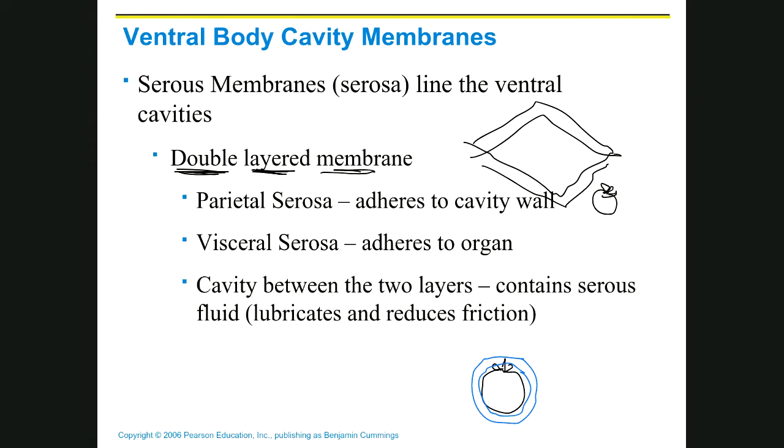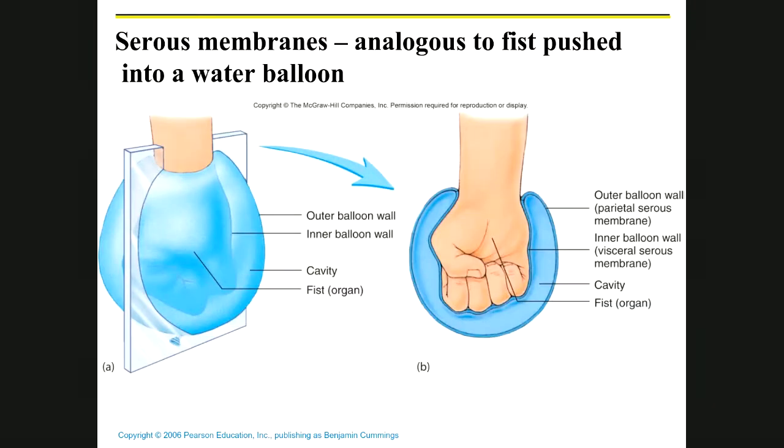Well, one layer is going to touch the apple. It's going to be right up next to it. And one of them is not going to touch. Well, we have names for both of those. Here's another way of thinking about it. Think about a balloon. A balloon you blew up with air and then you tied it off. And here's the little stem or whatever. You tied it off. And then you take your fist and you push it down into the balloon.